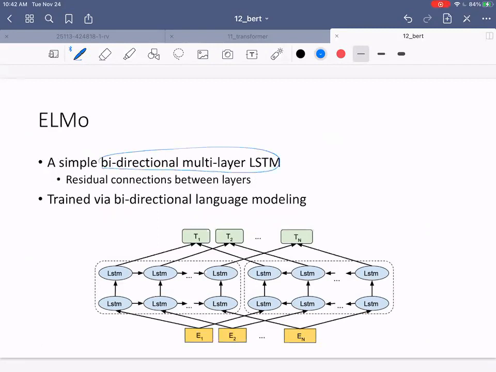So you have a bidirectional LSTM, a forward LSTM and a backward LSTM, forward here and backward here. This is all forward, this is all backward, and you just stack them multiple times. So you have a multi-layer LSTM. In this particular example, there are two layers, so it's a two-layer bidirectional LSTM. And there are residual connections between layers, just like ResNet connections. There is a residual connection here, probably, or maybe it should go this way, actually. And yeah, it's trained via bidirectional language modeling.